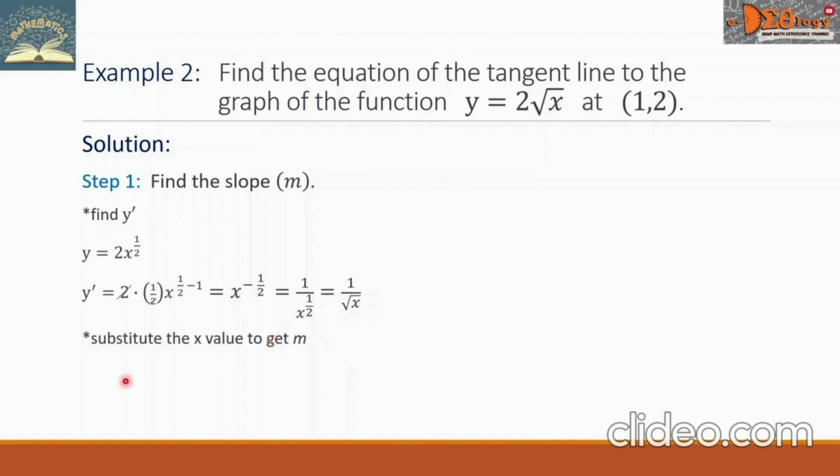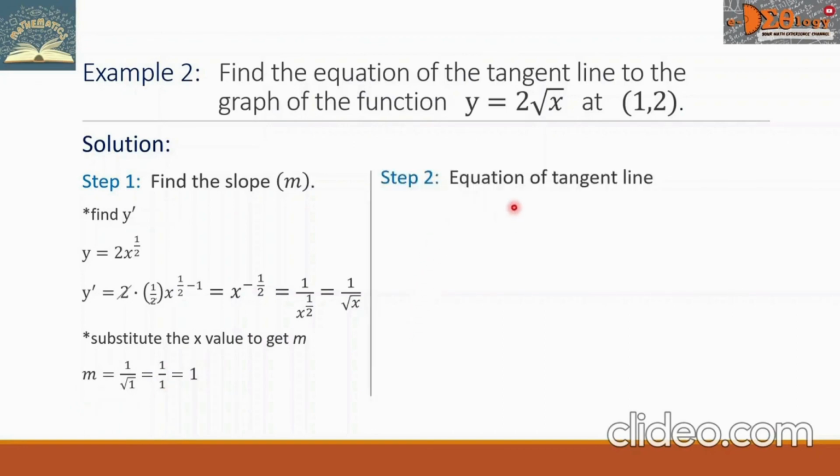Next step, let us substitute the x value to get m, or to get the slope. So we have m equals 1 over square root of 1. Remember that the x value means the x coordinate of the point. Then we simplify further. The square root of 1 will be 1, so 1 divided by 1 is 1. This is the value of the slope.